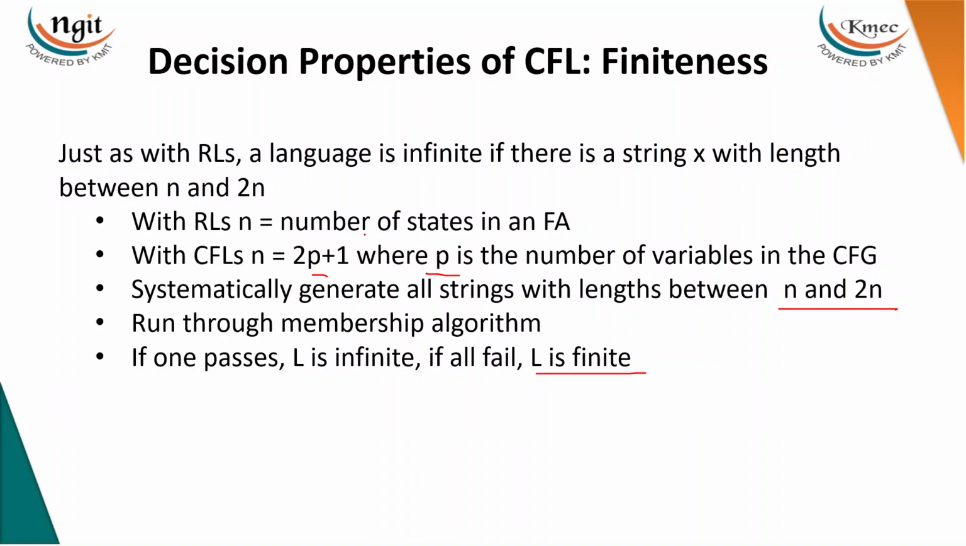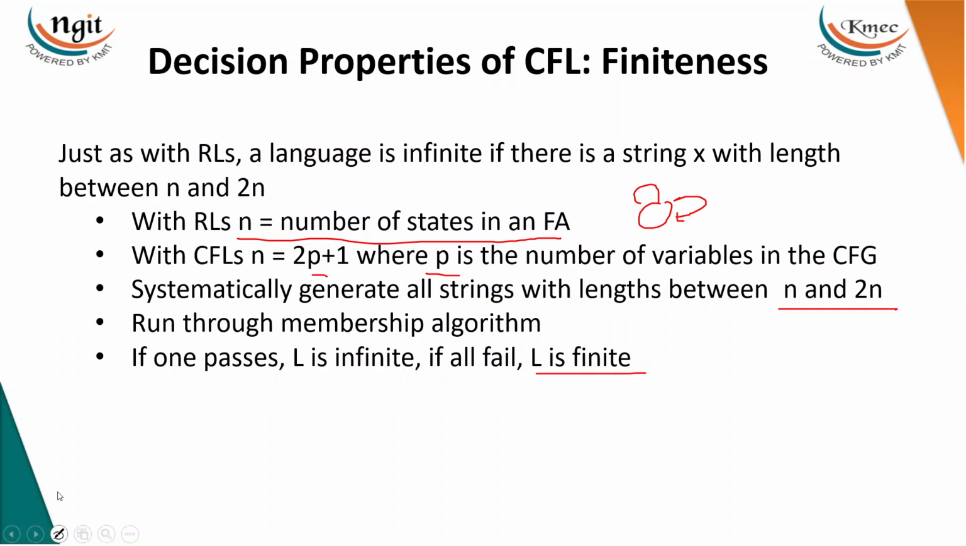Let me repeat it, guys. n is the number of states in a finite automaton. But how can you say that a finite automaton is finite? It means there are no self loops and cycles. But as we can't directly apply that to a PDA, how can you check the finiteness in a PDA? In a finite automaton, if there are no cycles or self loops, we can tell it directly.